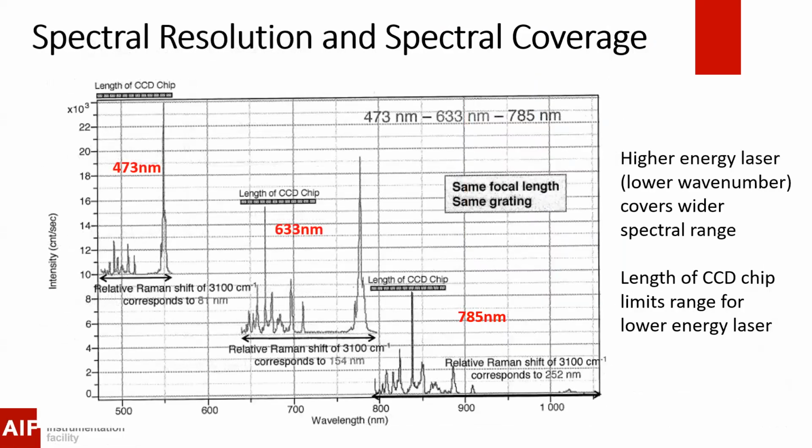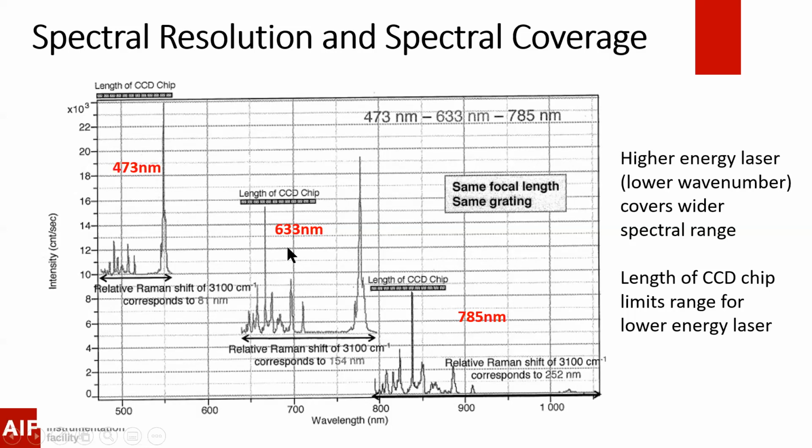Now let's look at how excitation energy changes resolution and spectral coverage with fixed focal length and grating. When a higher excitation energy laser is used, a wider spectral coverage can be obtained. As you can see here, with this 473 nanometer laser, a relative Raman shift of 3100 wave numbers can be covered in one scan. This corresponds to 81 nanometers.